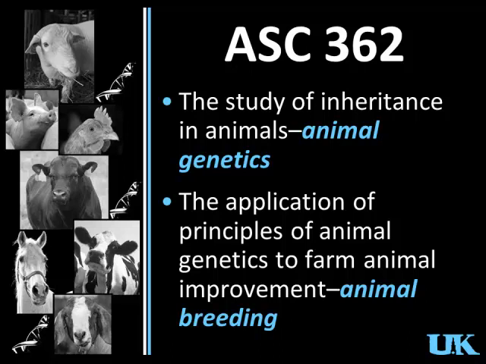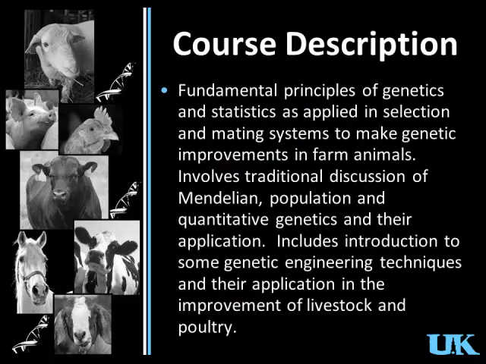It's really animal breeding. Okay, then the course description, and the students have all of this, so it's not like they have to read it all and write it down. They have it in their syllabus. But just to remind them, this is what our goal is for this particular course. And you see a couple of words that jump out there. You see the word statistics, they groan. You see Mendelian, population, quantitative genetics. And then you talk about genetic engineering techniques towards the end of that.